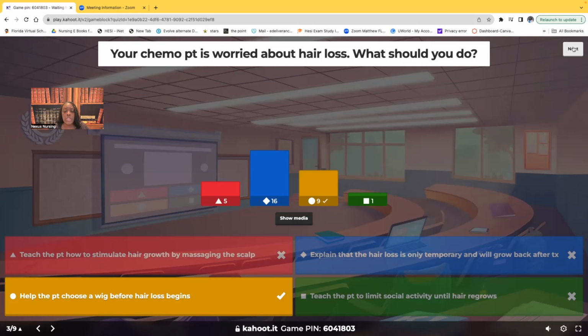And last, where it says teach a patient to limit social activity, I'm happy only one person chose that. You're not ever going to tell a patient to limit social activity unless that patient's immunocompromised. And even then, you don't tell them to limit social activity. You just tell them not to go places, public places where there's a lot of people where they can get infection, not to go to concerts, not to go hanging out in the mall, right? Because socialization is still important. And what does that have to do with the hair? No, they're concerned about hair loss. So this is very important. You got to know before the hair loss occurs, you're going to help them choose a wig that's most consistent with what they have now.